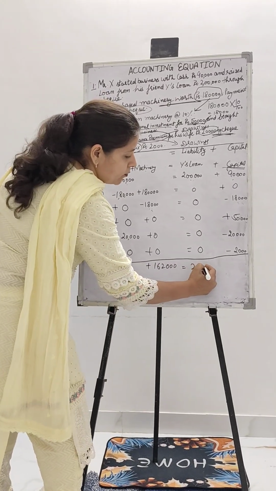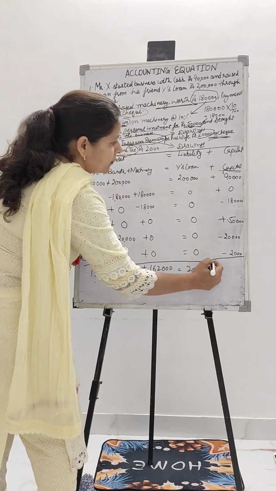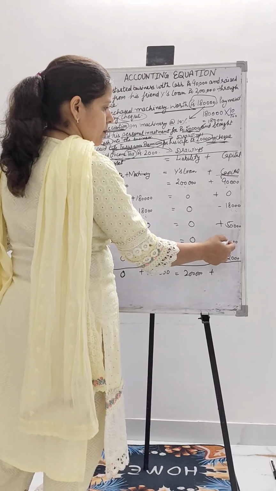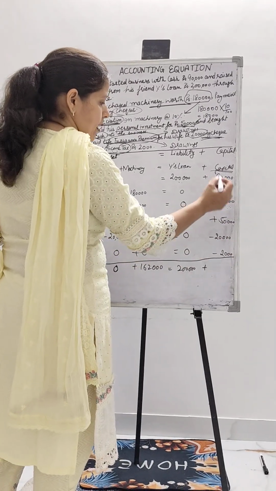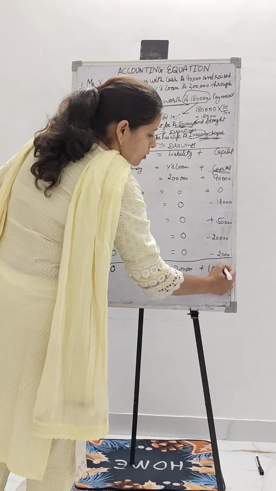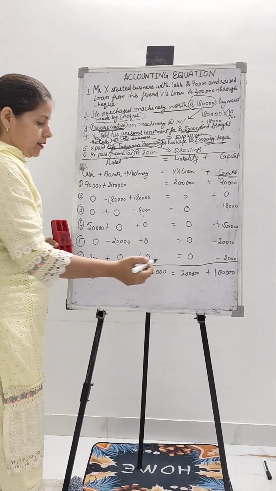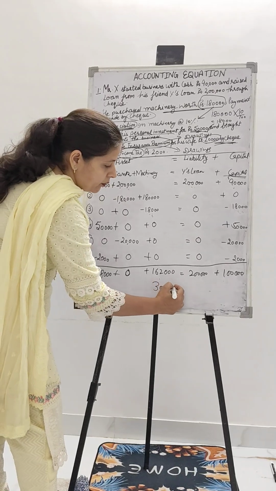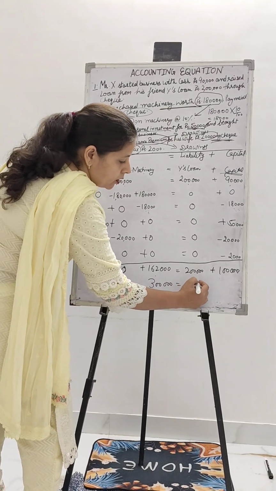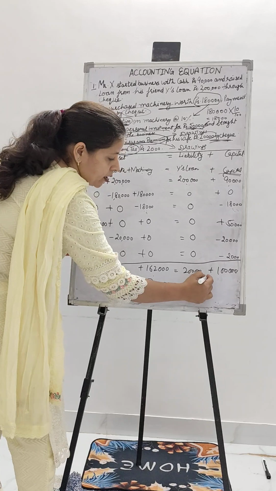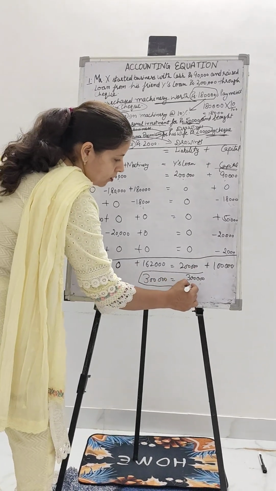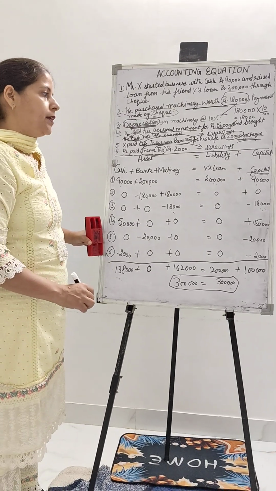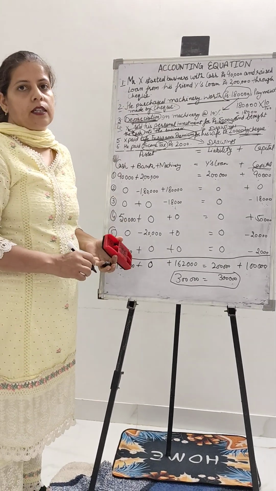Y's loan remains with 2 lakh in the business, and here when we take capital, it becomes 1 lakh. As I told you, the total here is 3 lakh rupees. Same way here we are getting a total of 3 lakh rupees. So in the business, assets are always equal to the total of liability plus capital. Our accounting equation is right.